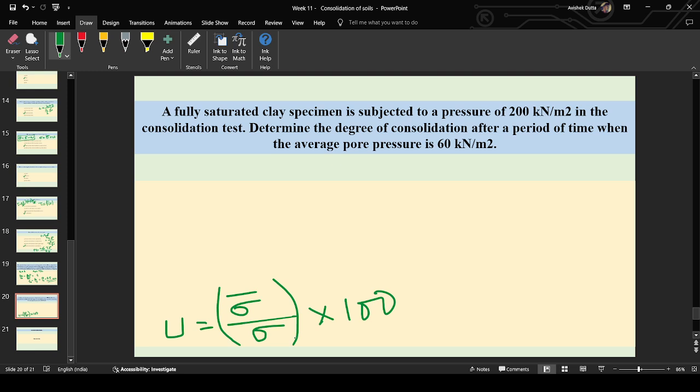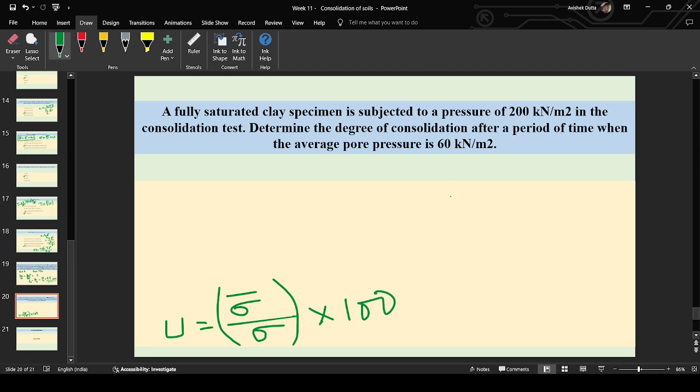Anywhere you can calculate, no, sir. Total stress remains constant. But I'm not talking about the final. At some point, you have to calculate the value to compare it with the final value. Then only you get the degree, right? Like how much percentage out of 100 percentage.